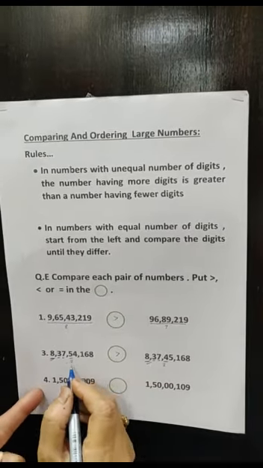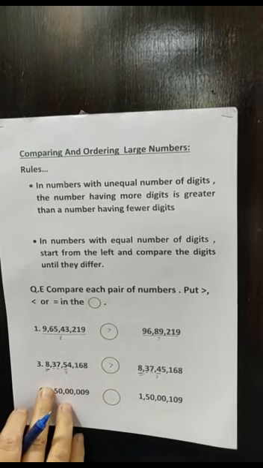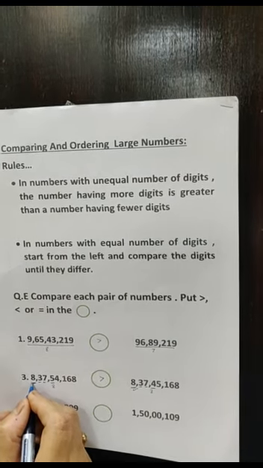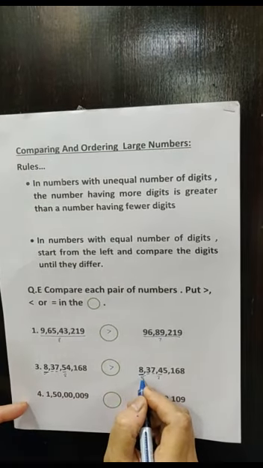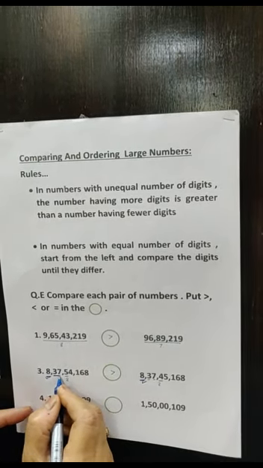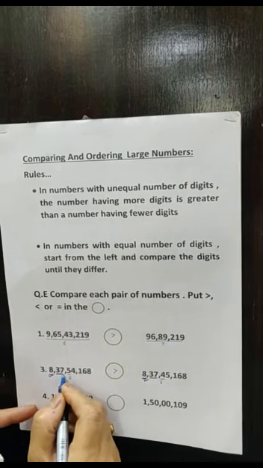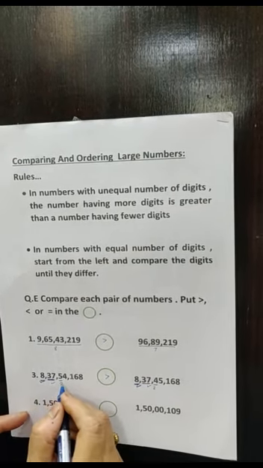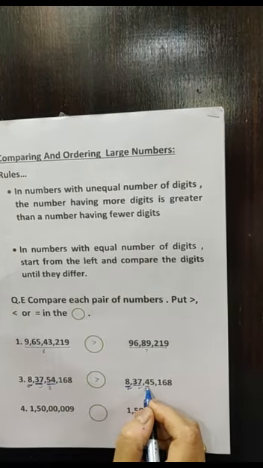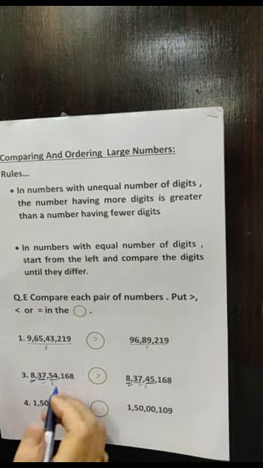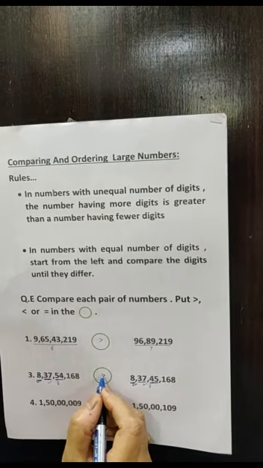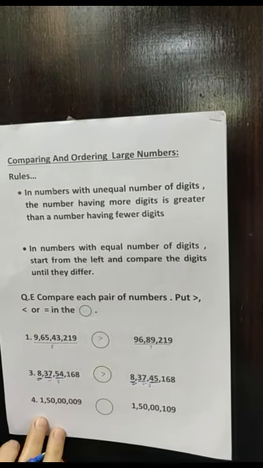So both the numbers have 8 digits. We will start comparing from the left side. In crores period, 8 and 8, both digits are same. Then lakh period, both digits are same. Then come to thousand period. In thousand period, the number is 54 and here the number is 45. So which is greater? 54 is greater, that's why we will put the greater sign here.